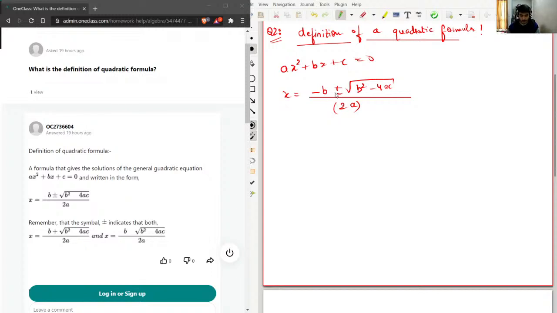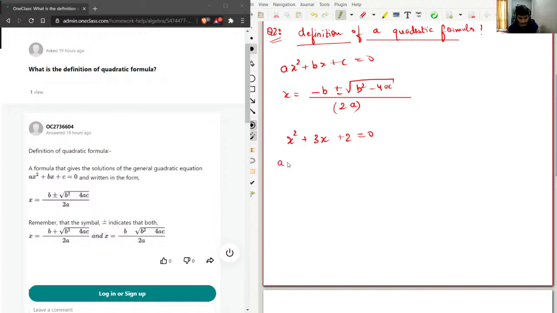We'll get two roots here. One will be the case where the positive sign is considered, and the other one will be when the negative sign is considered. Let's cross check this with a quadratic equation. For example, let's say x square plus 3x plus 2 equal to 0.